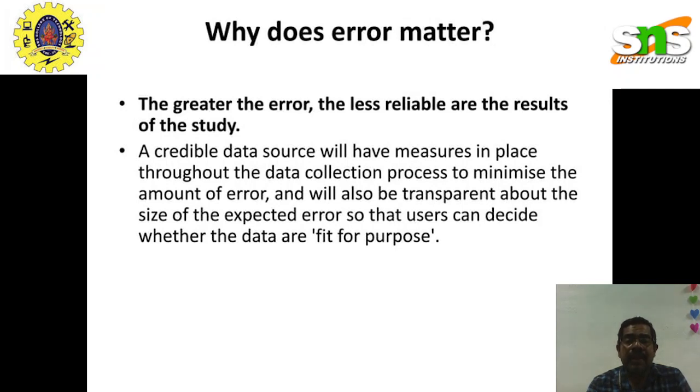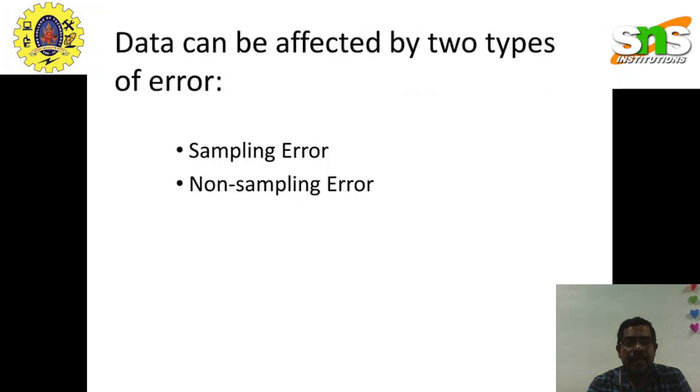In pre-processing there are two parameters. One is that we have to fill in the missing data, and another is that we have to reduce the errors happening in the data. When we talk about error in data, there are classifications: one is called sampling error and another is called non-sampling error.